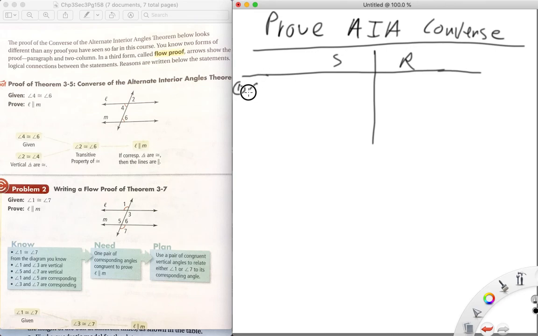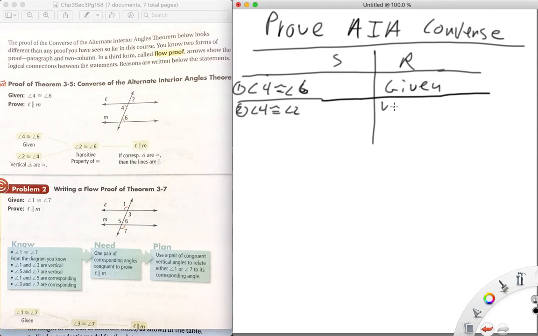Start with our given. Angle 4 is congruent to angle 6. In order to prove the alternate interior angle converse, we can't use alternate interior angles converse. That would be cheating. Alright, so I have 4 and 6 that are congruent. I see that 4 and 2 are vertical angles, so I can say that angle 4 is congruent to angle 2 because they're vertical angles.